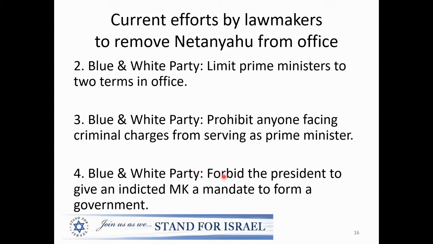The next law that the Blue and White Party is trying to pass is to forbid the president, remember, the one that gives somebody the authority to try to form a government, okay? To give an indicted member of Knesset a mandate to form a government. So they're saying not just that Netanyahu cannot be a prime minister, if this law is passed, he cannot even have the option to try to form a government, and therefore he cannot be a prime minister. So these are the 4 laws.